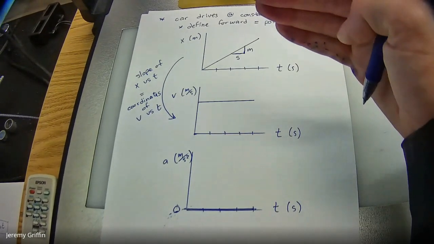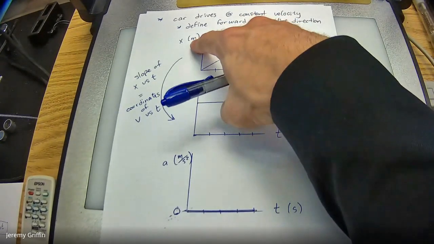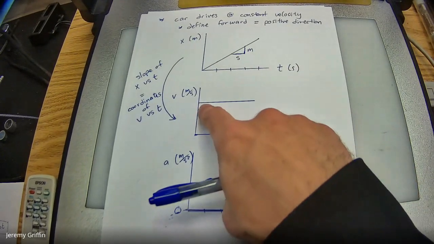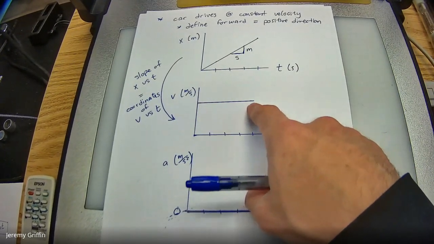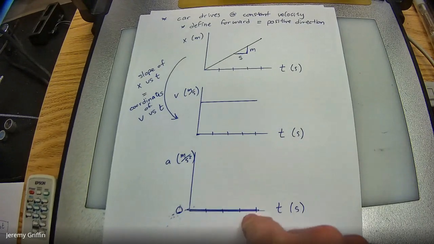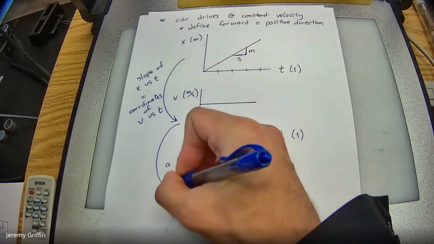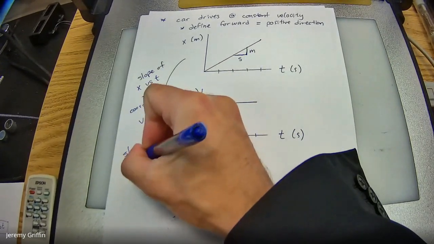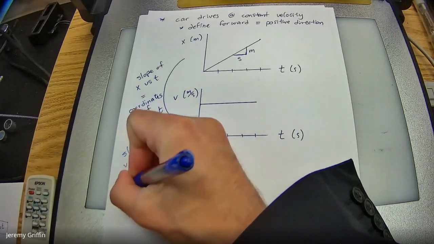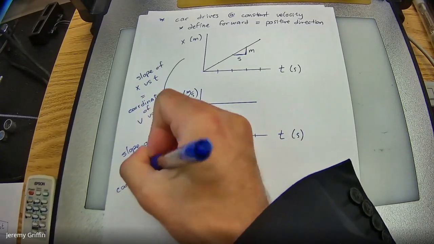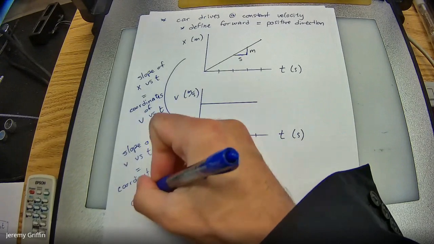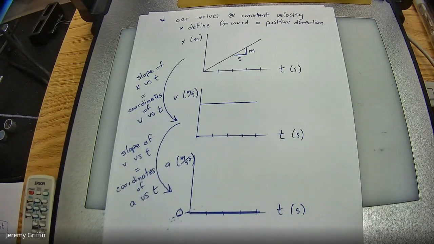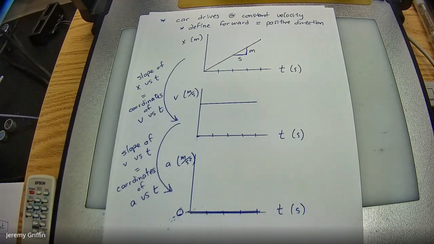Okay. Do you think the same pattern applies going from velocity to acceleration? Because I'm looking at these units, meters, meters per second, meters per second per second. I bet it's the same pattern, isn't it? Okay. And what is the slope of any flat line? 0, which is exactly the coordinate of acceleration versus time. So that pattern exactly repeats. And I can say the slope of v versus t is the coordinate of a versus t. Makes sense?